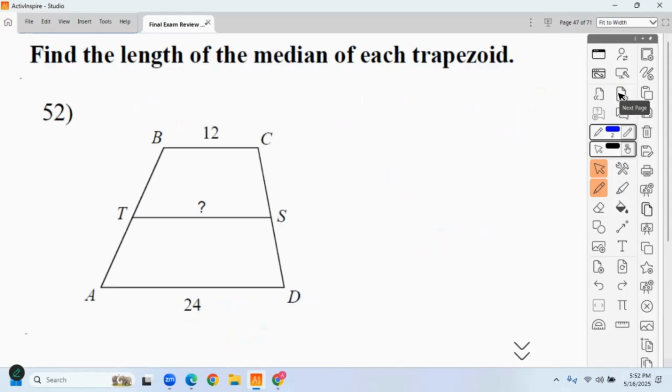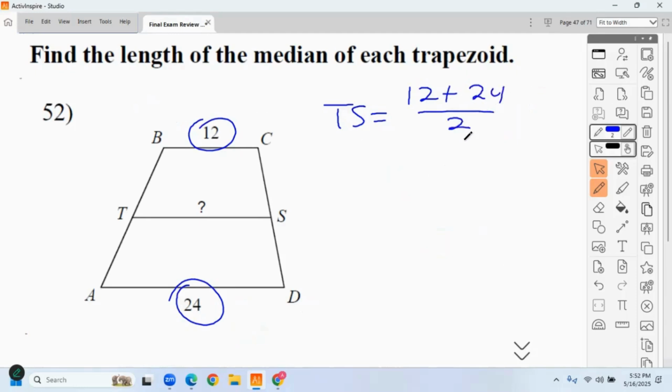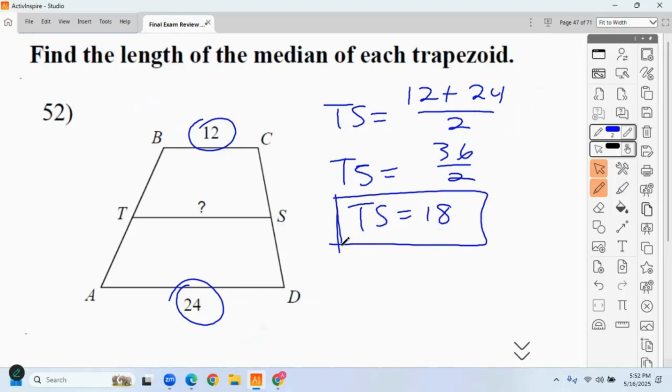All right. This is going to be a little bit different than what we had earlier. The trapezoid, we're going to have the top and the bottom. These two are going to add to give us the amount in the middle. So TS is equal to 12 plus 24 divided by 2. TS is going to be equal to 36 over 2. TS is going to be equal to 18. All right. Very nice. On to the next one.